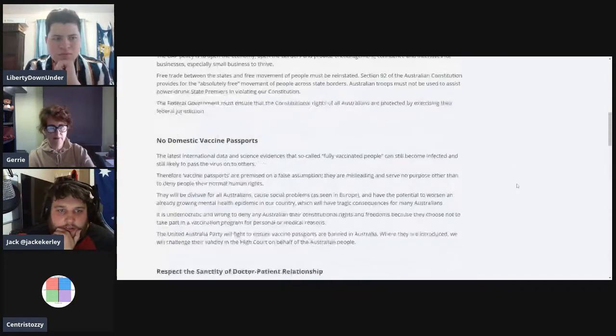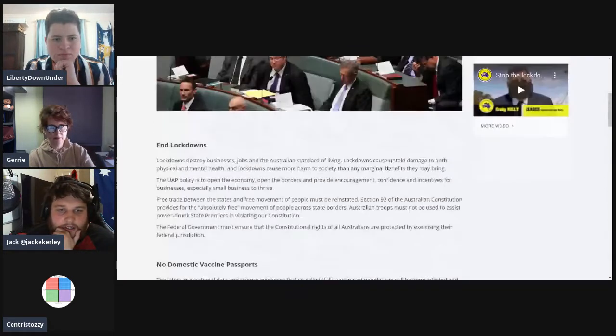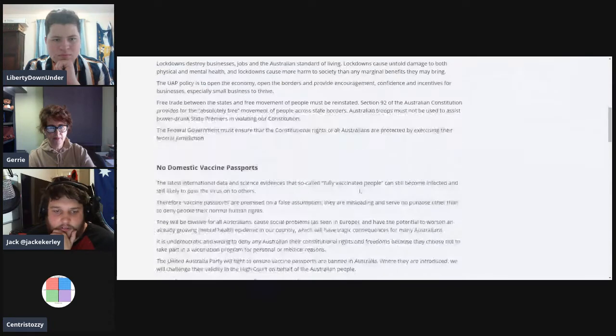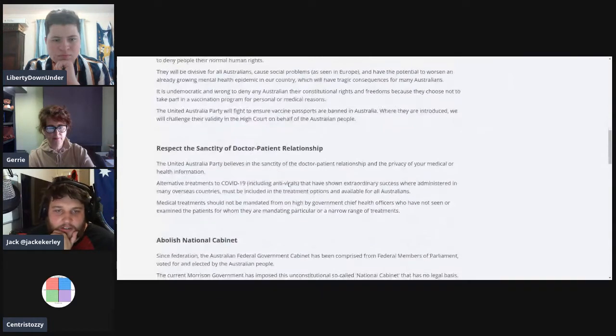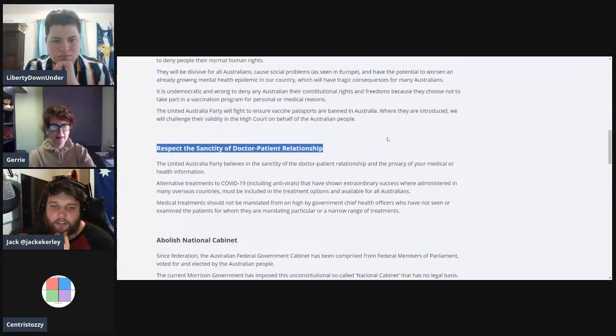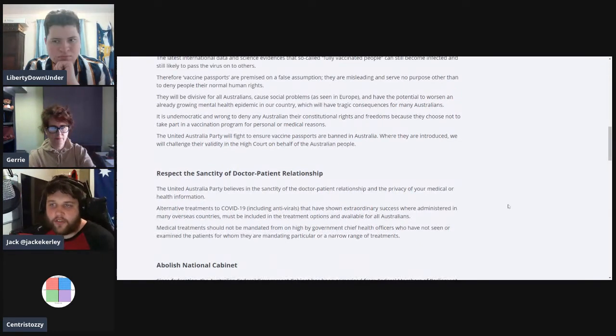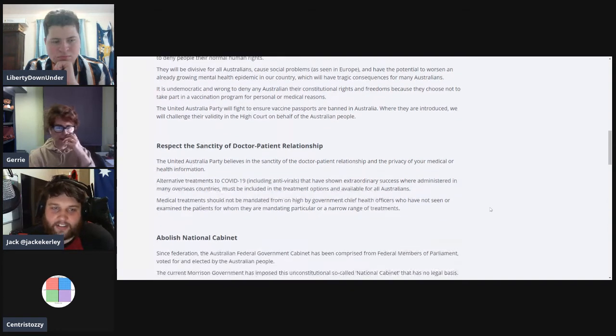So here, right? No lockdowns, great. No domestic vaccine passports, great. This one's interesting: respecting the doctor-patient relationship. That's very interesting. The language they're using, sanctity, I think is brilliant. Yeah, so it almost echoes the language of Roe v. Wade in the States, which is medical privacy should be protected, which is good. This is funny.